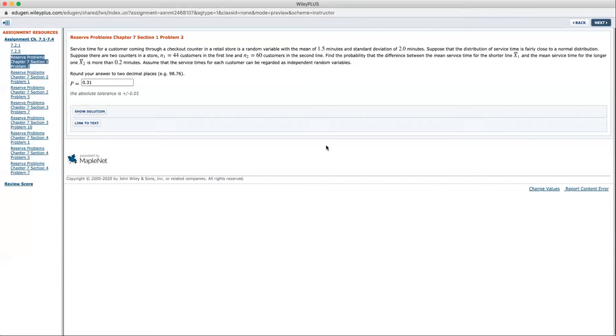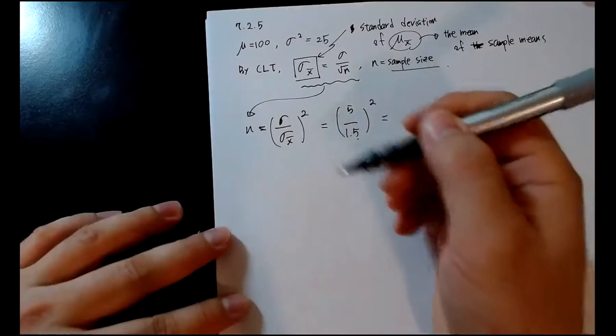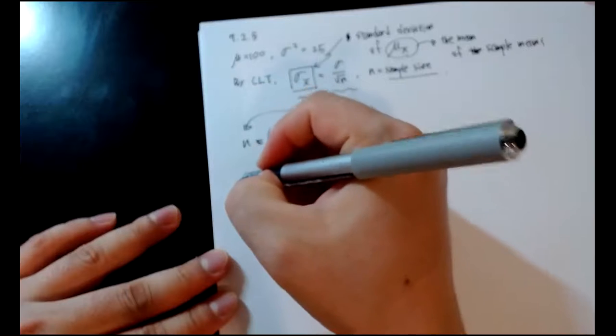Okay, so now let's see. Give me a second. First, what we're going to do, we need to figure out all the parameters: population, and then sample 1, sample 2.